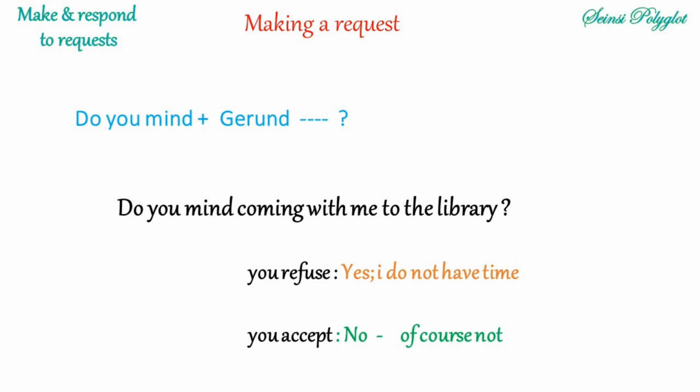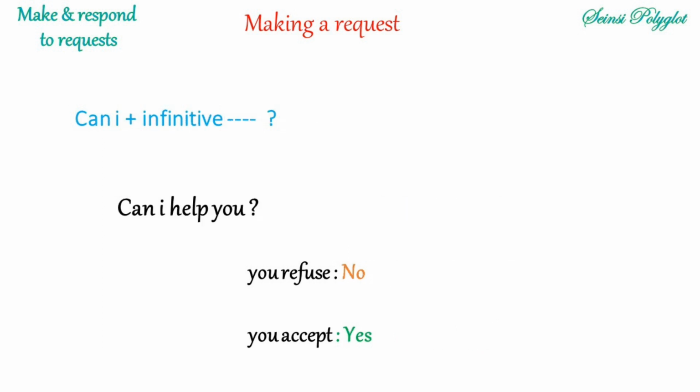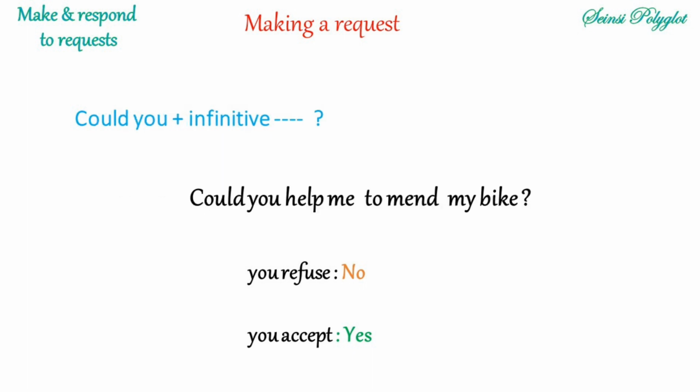or of course not. We can also use can I plus infinitive. For example, can I help you? So if you refuse, you will say no, and if you accept, you will say yes. We can also use could you plus infinitive. For example, could you help me to mend my bike, to repair my bike? So if you refuse, you will say no, and if you accept, you will say yes.